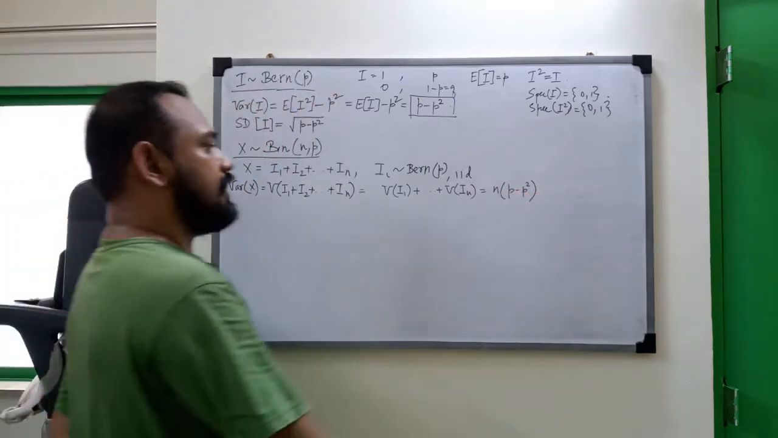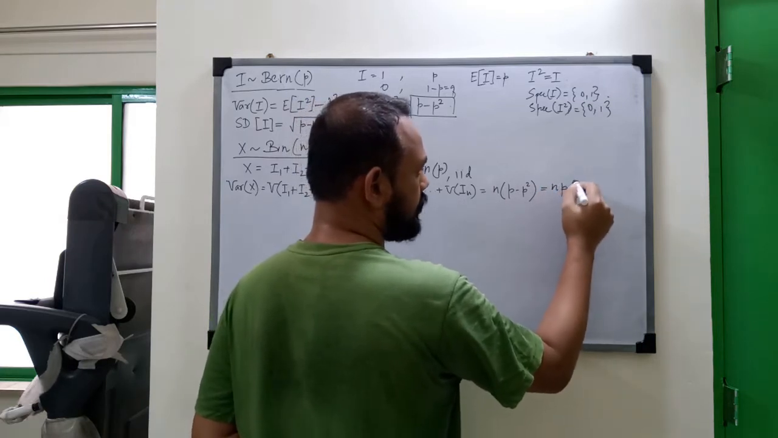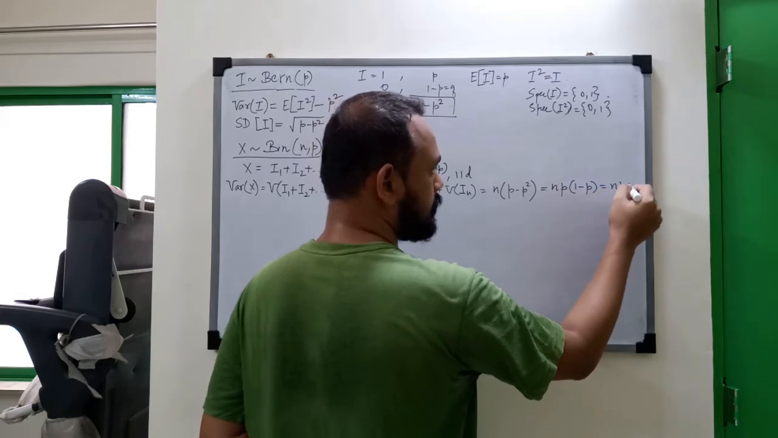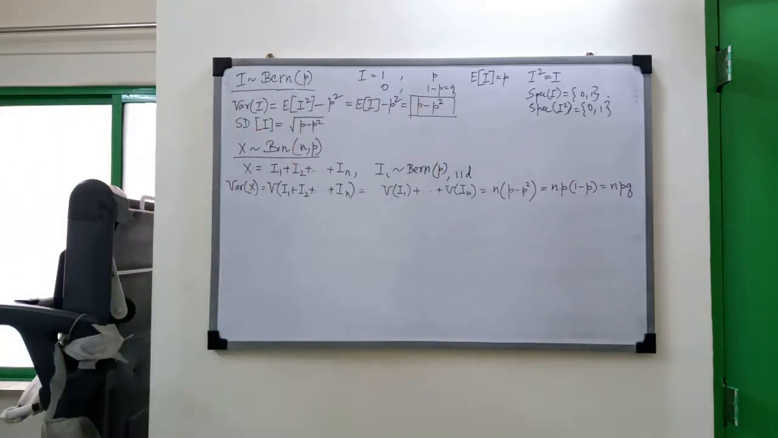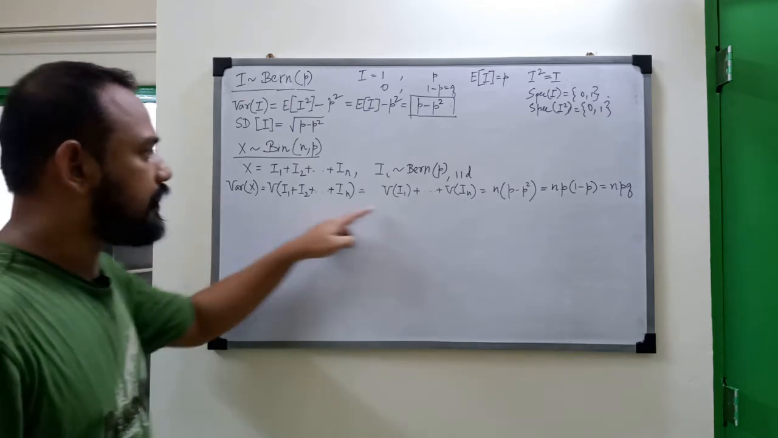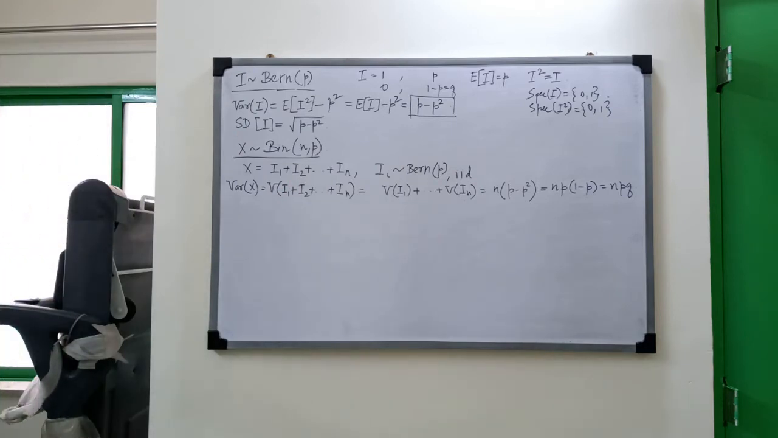That's the variance. You can take out one p, then you have np(1 minus p). In other words, sometimes it's written as npq. That's the variance of a binomial distribution. Okay, it becomes very easy because you're dealing with independent random variables and independent Bernoulli trials.